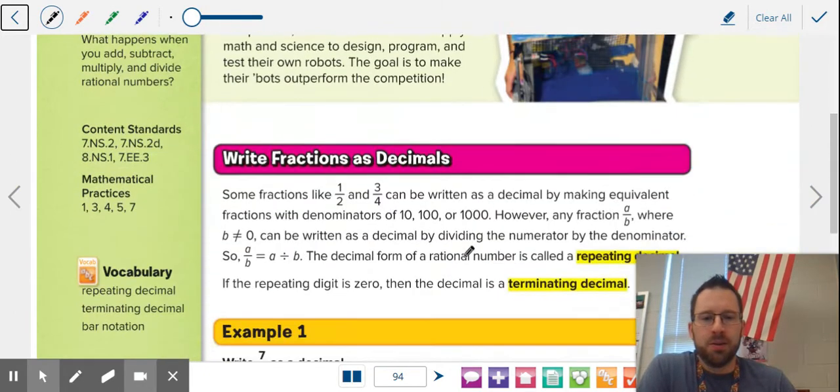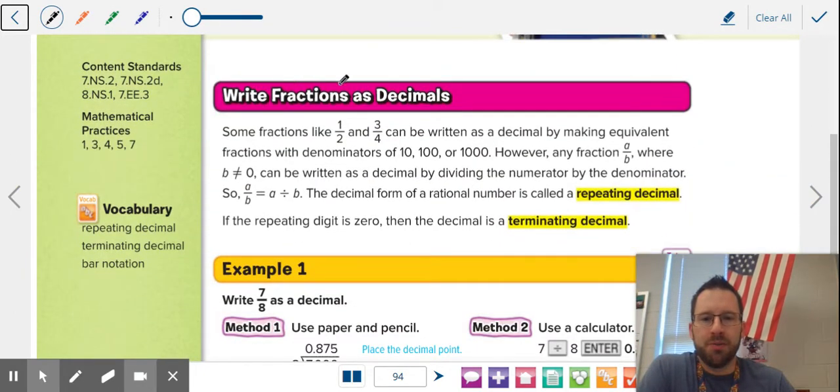So the first topic we're going to do is writing a fraction as a decimal. They can be written as a repeating decimal or a terminating decimal. Terminating decimal, think of the Terminator. What does the Terminator do? He ends things, okay? So they stop. If you are bad at your job, you get terminated. So your job there is over. So terminating decimals stop. Repeating decimals repeat over and over and over again.